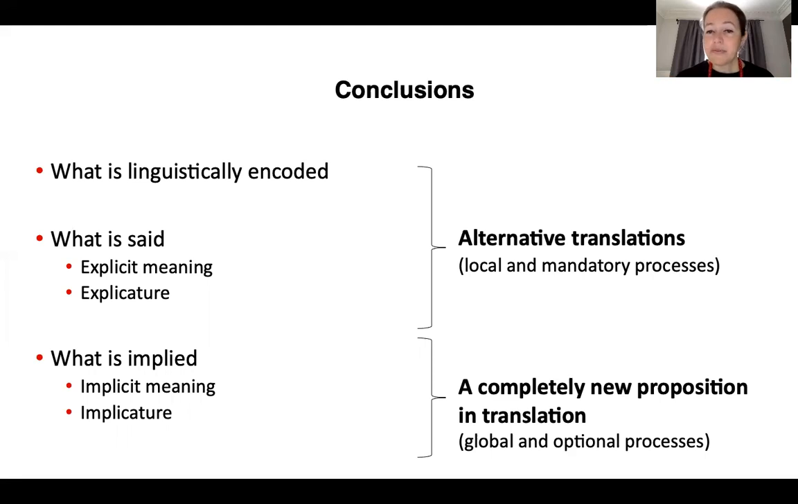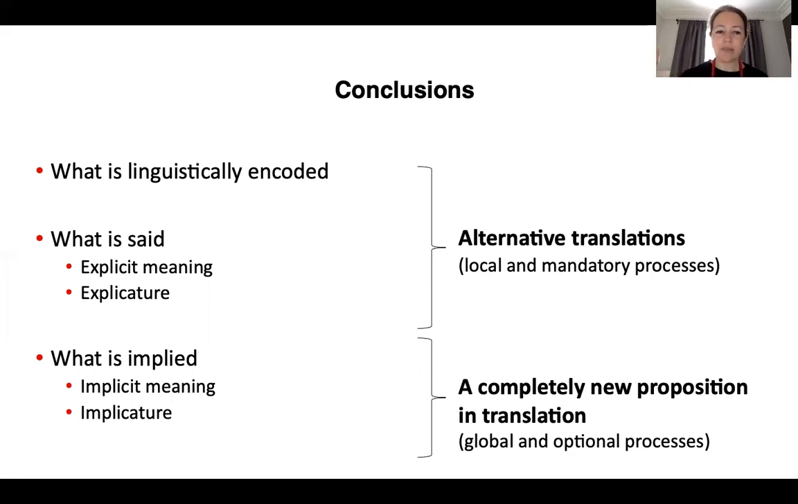the phenomenon of alternative translation arises when we have something linguistically encoded, but also for the level of meaning that is called explicature, or what is said, the explicit meaning. There we can have alternative translations in another language. And this is due to local and mandatory processes in translation.